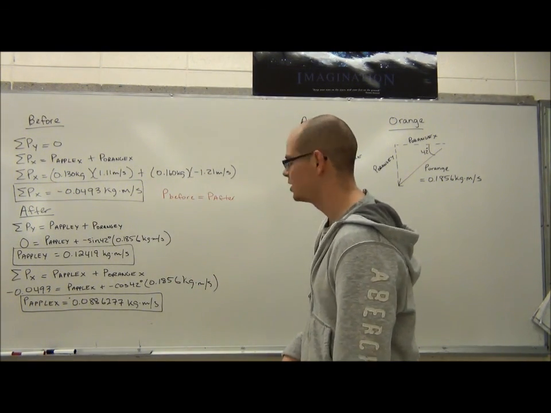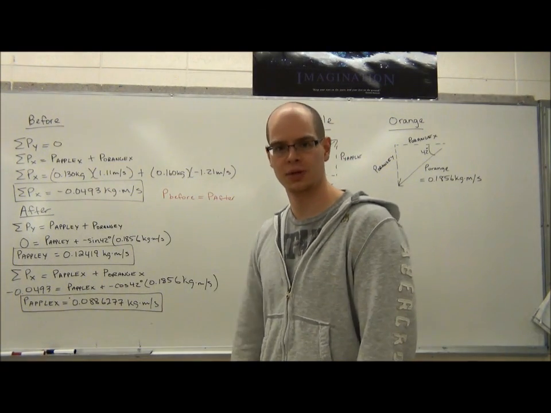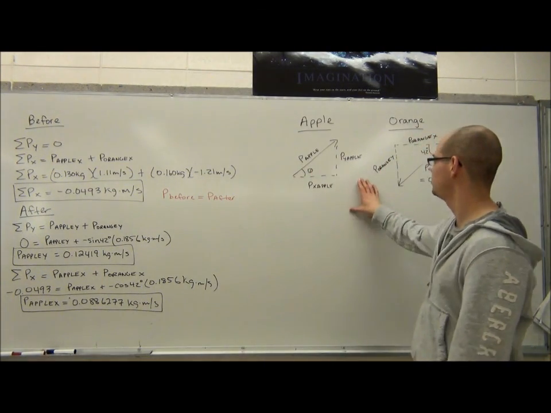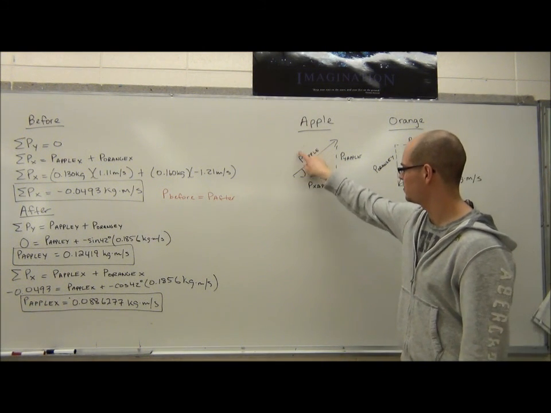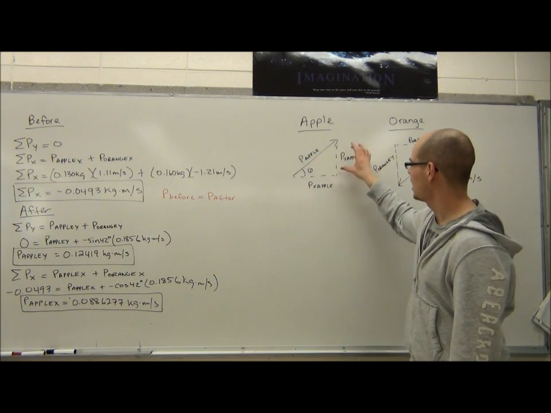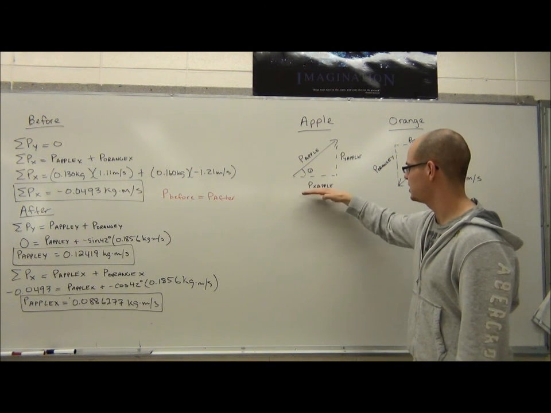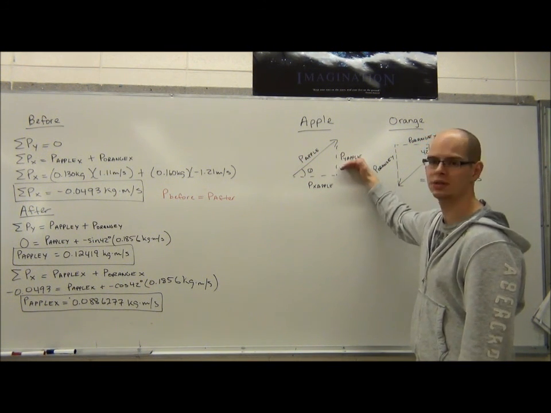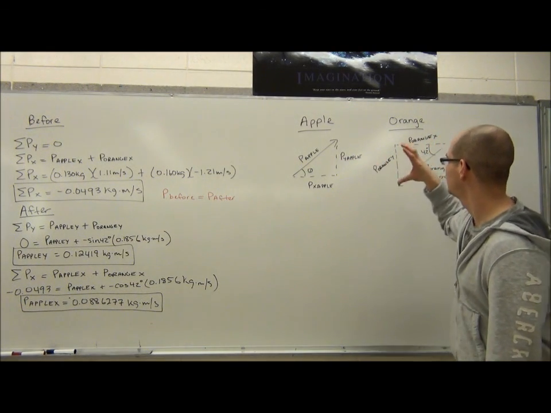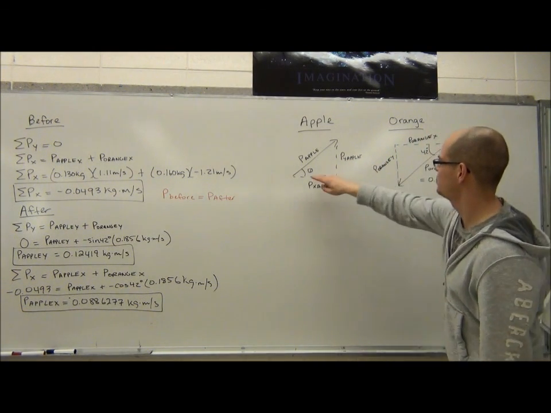I have angles, so I need to start breaking everything into components. So to start with, up here, I have my two diagrams. This diagram is a vector diagram for the resultant momentum of the apple, and I've broken it into two components. This is the x component of the momentum of the apple. This is the y component of the apple's momentum. The orange, well, the apple was moving up and to the right.